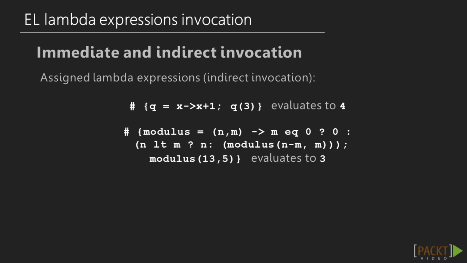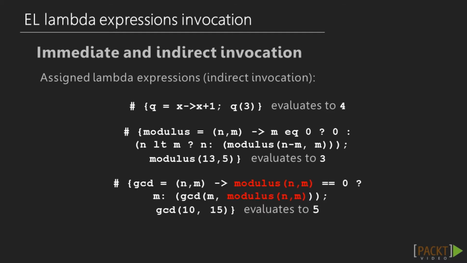Indirect invocation can be used to write functions. For example, we can write a function to compute n mod m. The following example is evaluated to 3. We can call this function from other expressions. For example, if we want to compute the greatest common divisor of two numbers, we can exploit the preceding function. The following example is evaluated to 5.